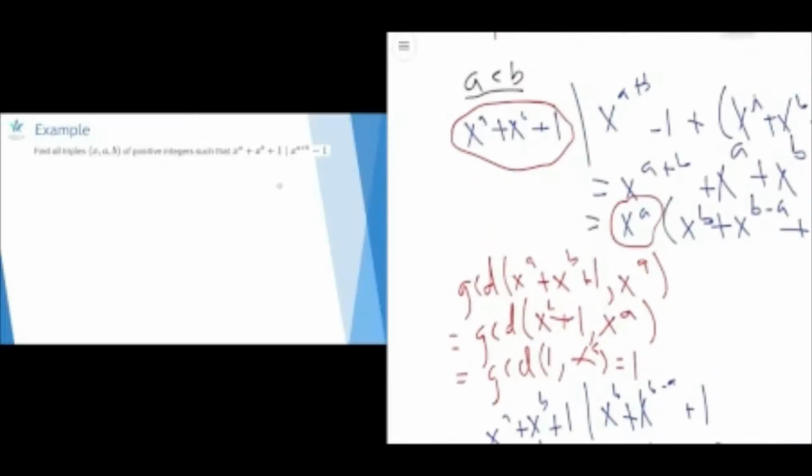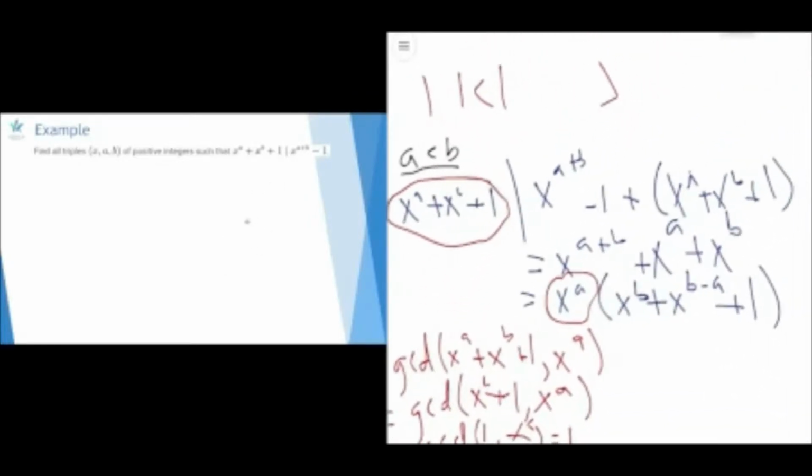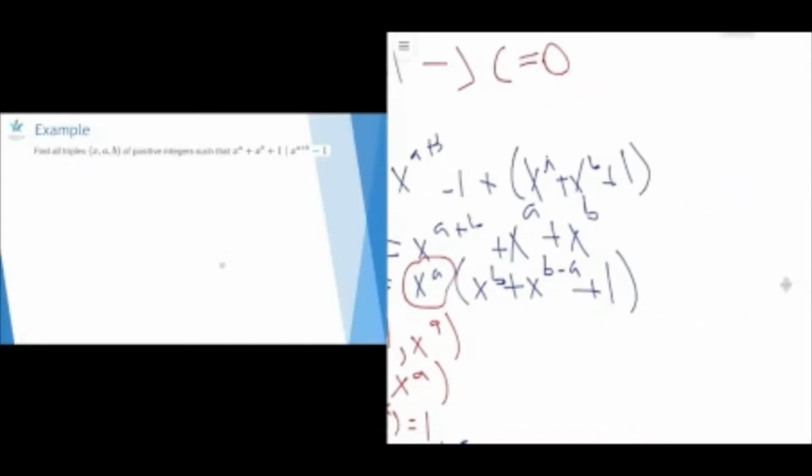So that's just the a less than b case. Remember, we also did need to cover the a equals to b case. But, let's see. If we substitute a equals b into it, let's just work with a. Then we have 2x to the a plus 1 divides x to the 2a minus 1.